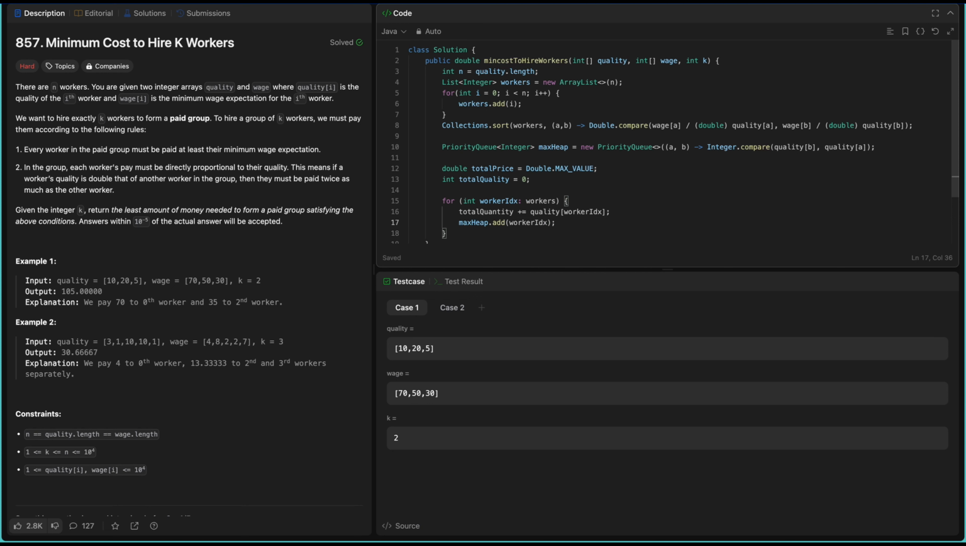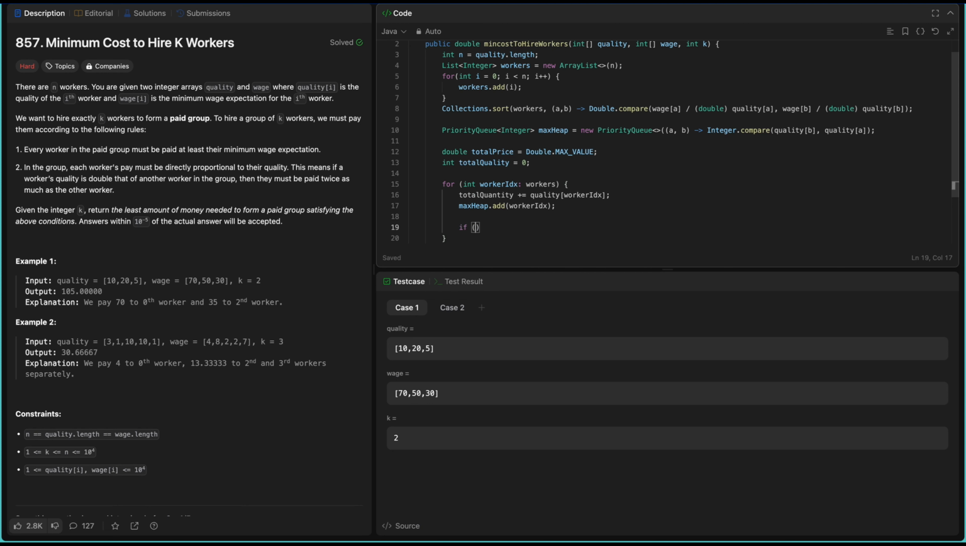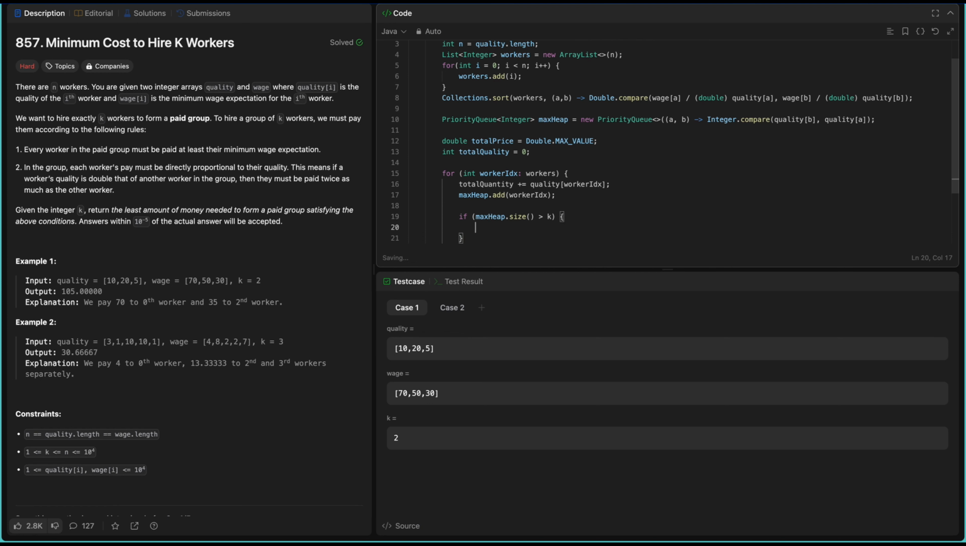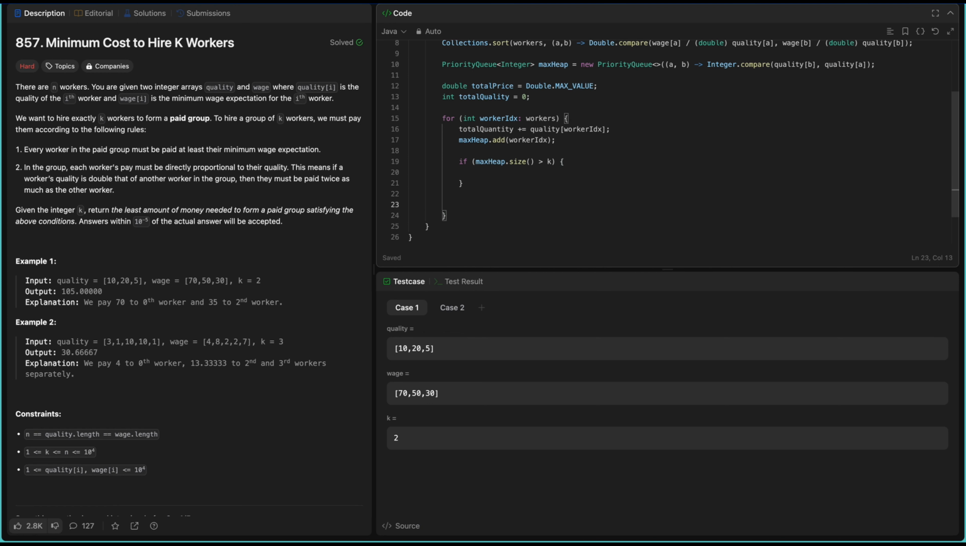And once we are done, I think we will check if we have reached the size. Like, is our size more than K? Then we have to get rid of some workers, and we will see what we have to do there. But if we have reached the size now, yeah. So every time we add the worker, we check if we have reached the size. So whenever we reach the size, we have to calculate the total price that we will return.